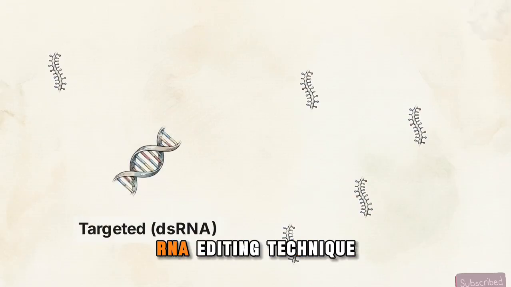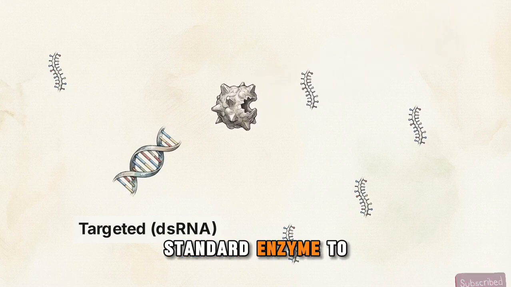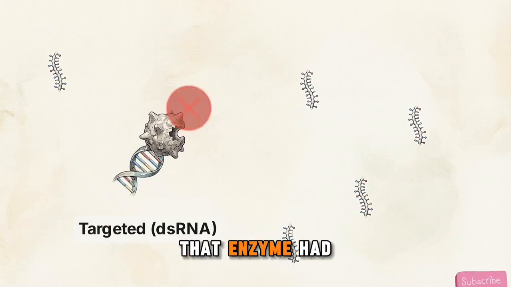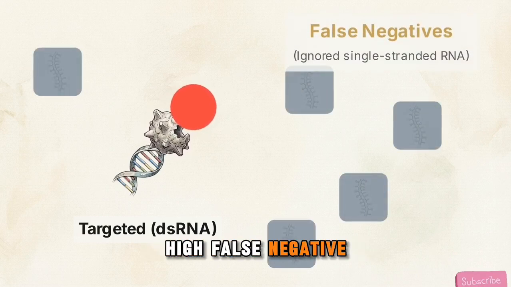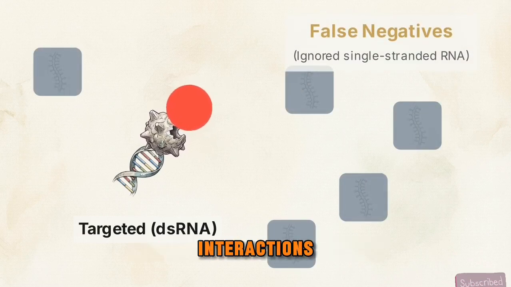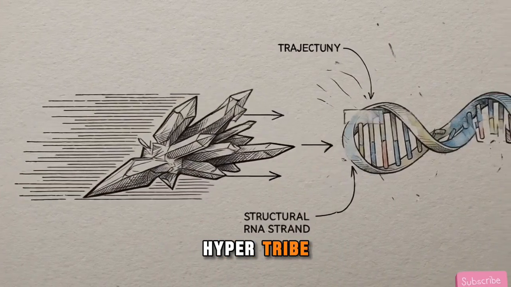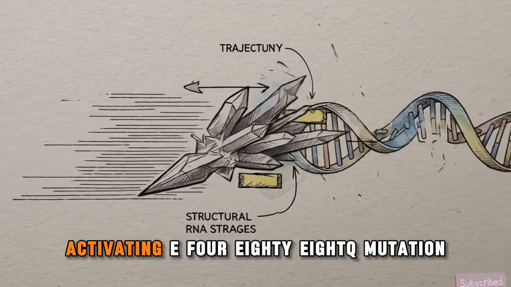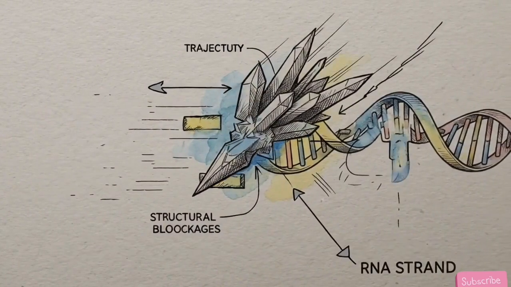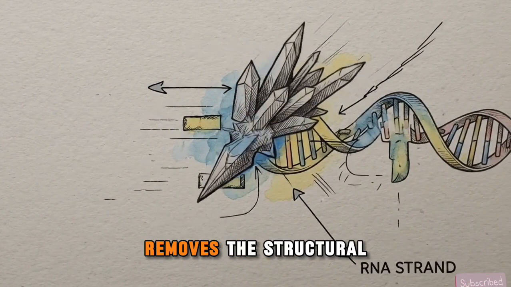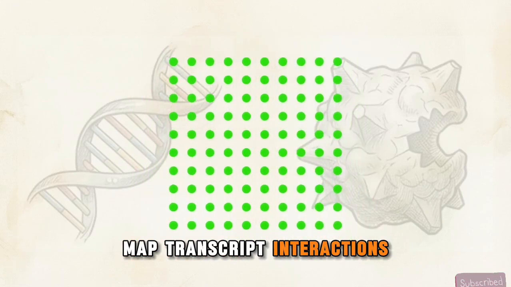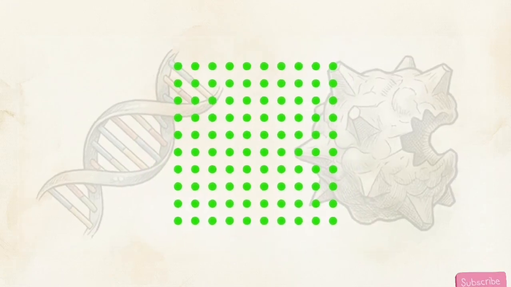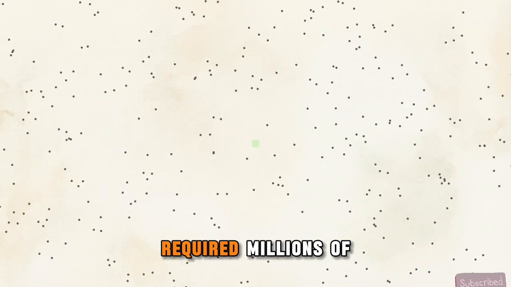The original Tribe RNA editing technique relied on a standard enzyme to identify target sites. That enzyme had a strong structural bias toward double-stranded RNA, which resulted in high false negative rates when analyzing transcript interactions. The V2 iteration, hypertribe, swaps that standard enzyme for a hyperactivating E488Q mutation. This specific architectural change removes the structural bias. By removing the bottleneck, hypertribe can map transcript interactions in a sample of just 100 cells. Previous gold standard methods required millions of cells to achieve similar results.